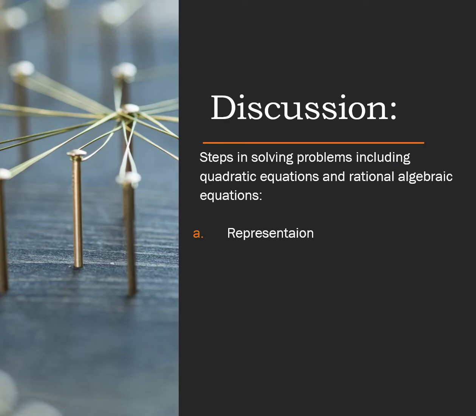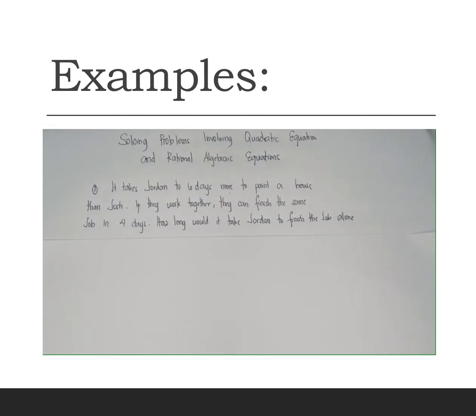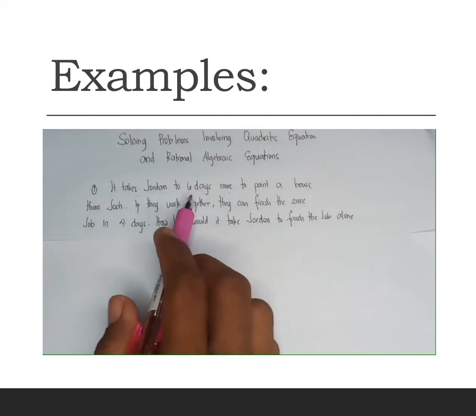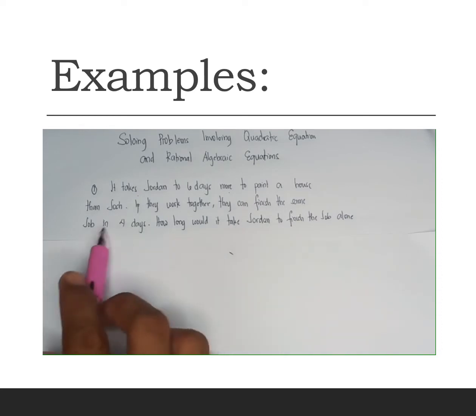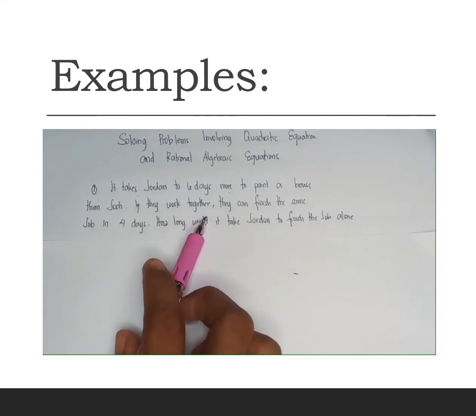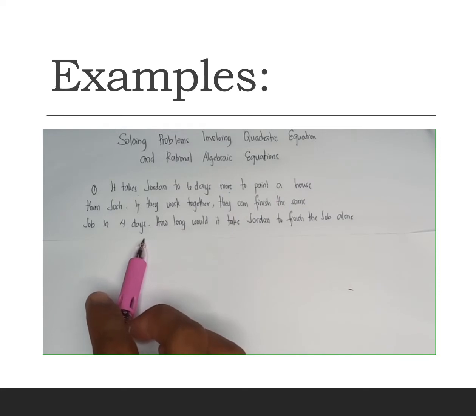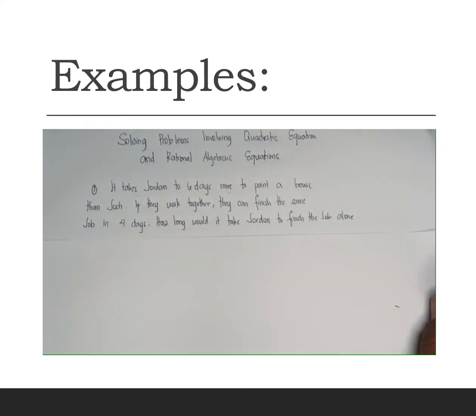And for review, we have these 5 steps: representation, translation, analysis, solution, and checking. Okay, today we will try to solve problems involving quadratic equations and rational algebraic equations, specifically work problems. We have the problem number 1 here. It takes Jordan 6 days more to paint a house than Josh. If they work together, they can finish the same job in 4 days. How long would it take Jordan to finish the job alone?